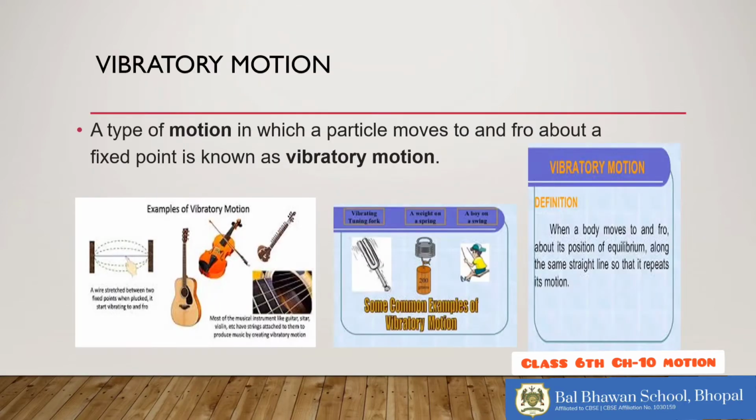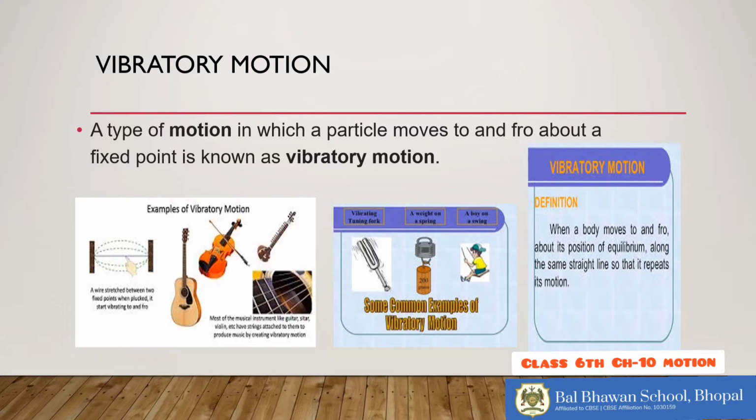Today we are going to see a PPT on vibratory motion, periodic motion and non-periodic motion, uniform and non-uniform motion. Now let's start. Vibratory motion, a type of motion in which a particle moves to and fro about a fixed point. This type of motion is known as vibratory motion.